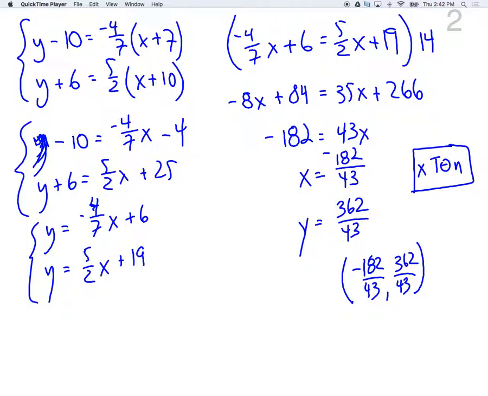Yes, sir. So at the top, like right equation, how did you choose to multiply it by 14? Excellent. Who told me 14? Why?